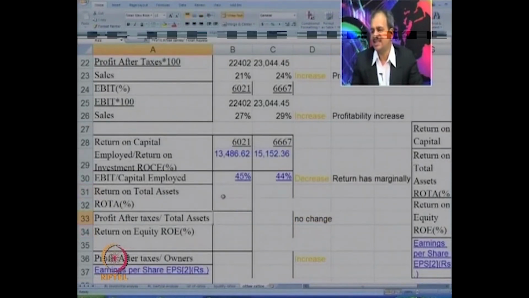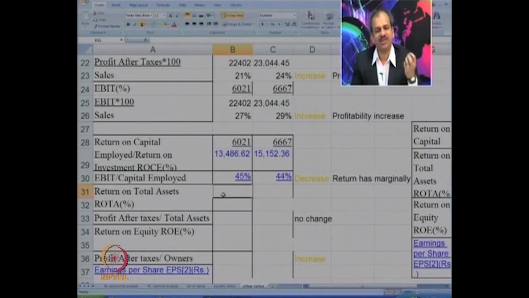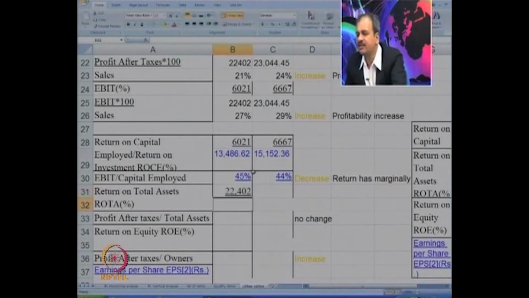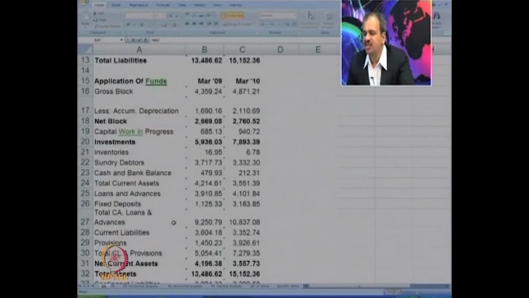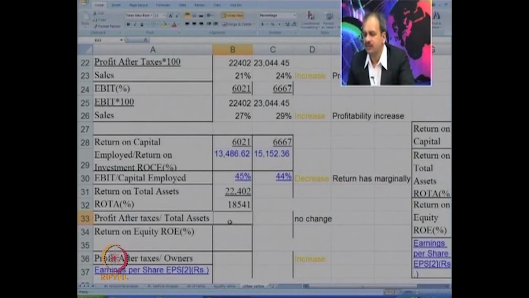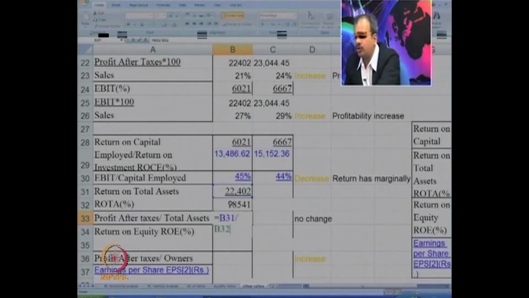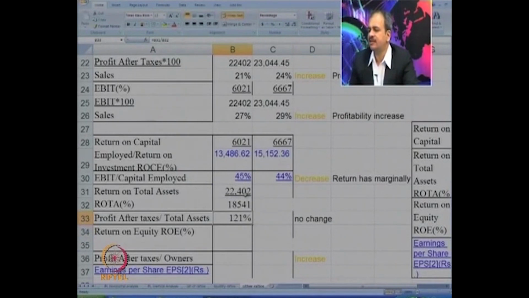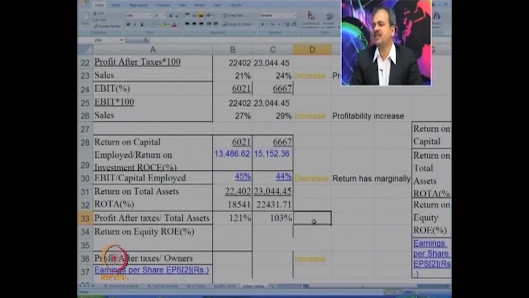So, return on total assets, this is the total profit after tax divided by total assets. You know the figure of PAT. Total assets, again we have to take from the balance sheet. In the balance sheet we have got the figure of total assets, we will try to take that figure. So, PAT upon total assets 121%, same figures we will try to calculate vis-a-vis the current year. You can see there is a decrease because the profit has not increased much.